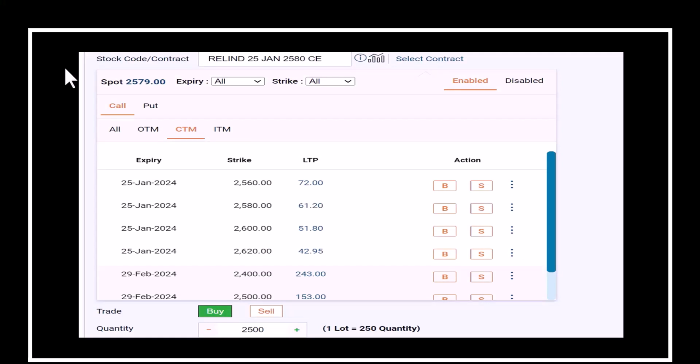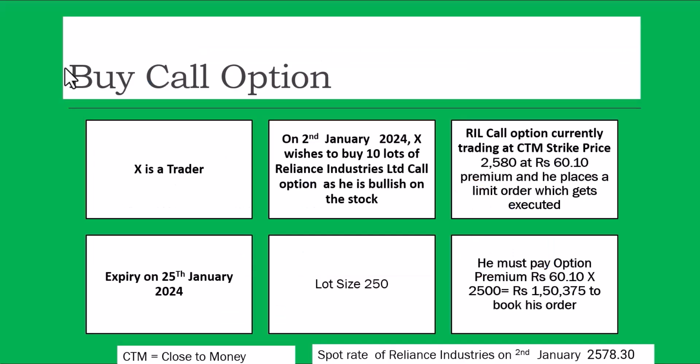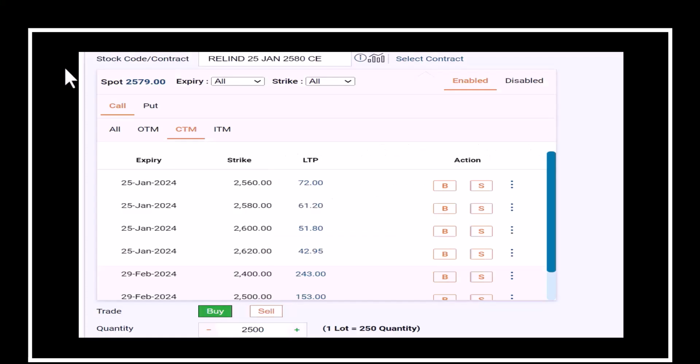These were all the strike prices which are available. So what strike price have we chosen? 2580, isn't it? And what is the premium? 61.20. By the time I was changing this, the prices were going up and down. So I captured the screenshot where it was showing 61.20. For the strike price of 2580, the premium was 61.20, but this happened in a few seconds, and by the time I took the screenshot, the price had gone up. So he has taken a position.